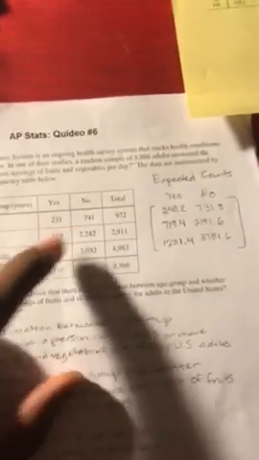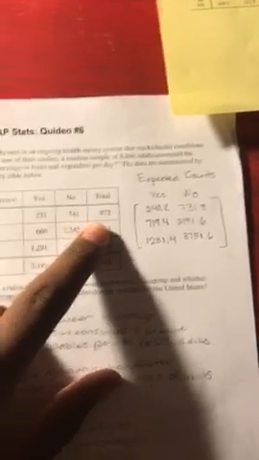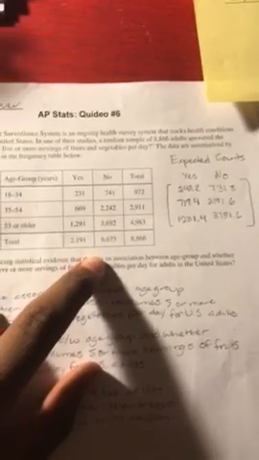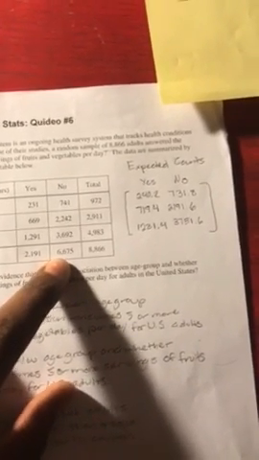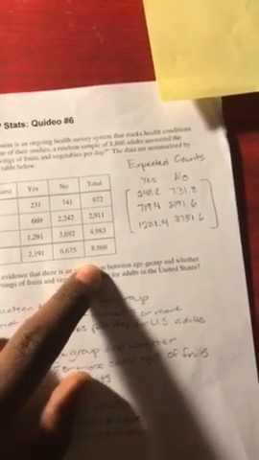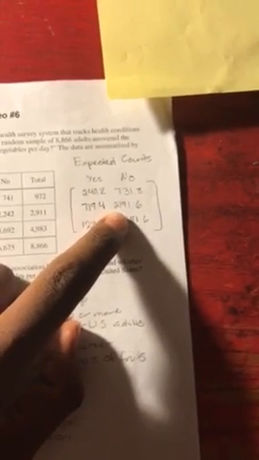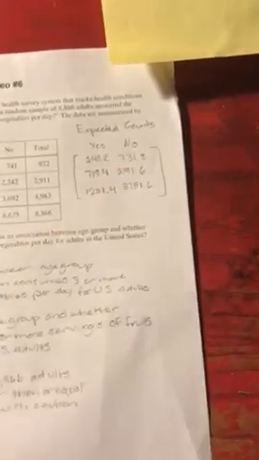And I did that also for no. All I did to change that was take the total of the age group of 18-34, which was 972, and multiply that by the total of adults who said no, which is 6,675, and then divide that by the total of adults in the sample, which is 8,866, and I got 731.8, 2,191.6 and 3,751.6. That's how I got my expected counts.